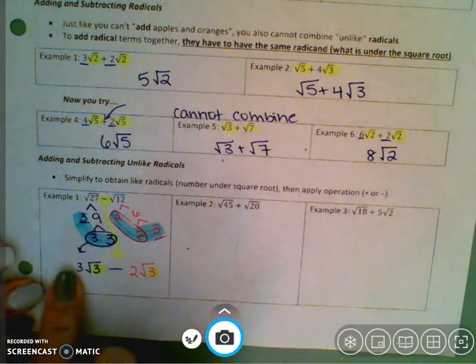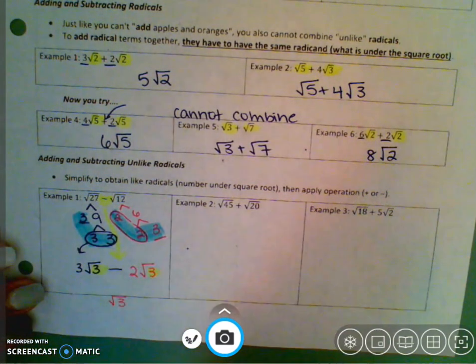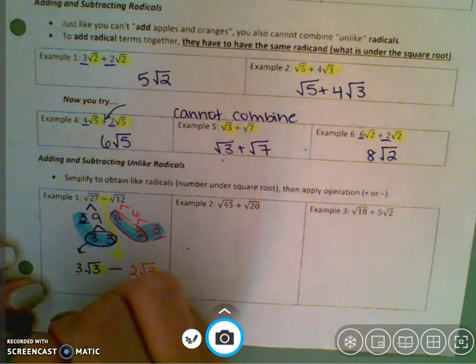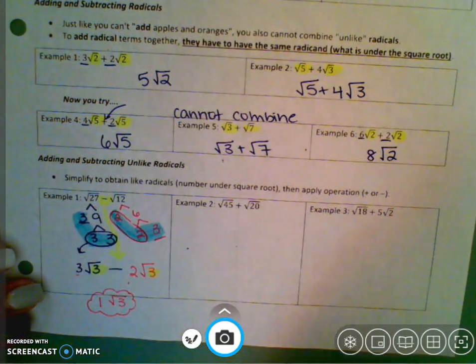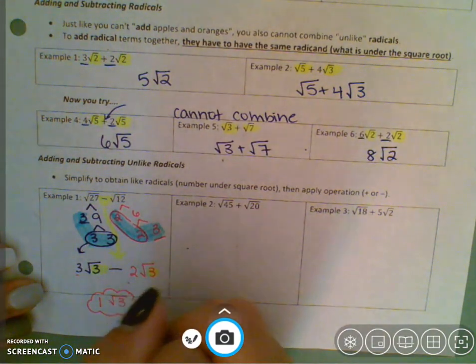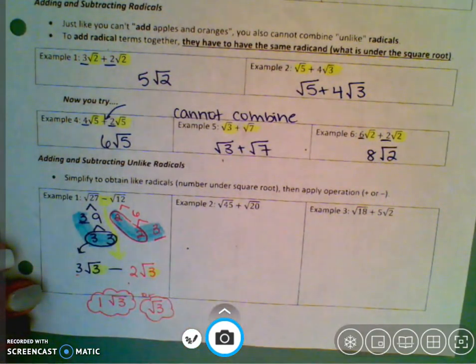Because they match, we are going to keep the square root of 3 and do the math on the front numbers. So 3 minus 2 gives you a 1. So this is 1 square root of 3, or you can just write it as the square root of 3, whichever one you like better.